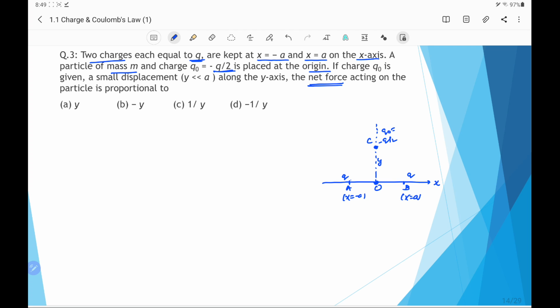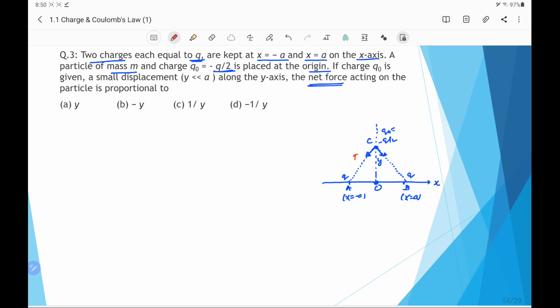So one of the forces on the minus q by 2 will be due to this charge q at A, and this force will be an attraction force because q is a plus charge and the charge at C is minus, and the attraction force will be along the line joining the charges and towards the charge. Another force on C because of the charge q at B will also be an attraction force, and it is also inward on the line joining the charges.